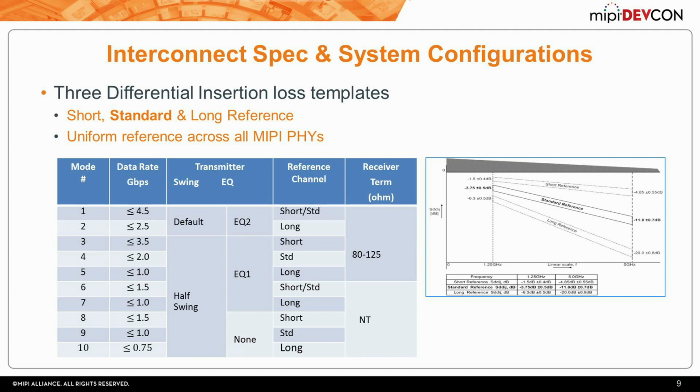One more guide that has been provided in the specification is the various configurations. The table you see here is a guide for the various transmitter and receiver options available for different channels and the data rates that the configurations can achieve. This is just guidance.